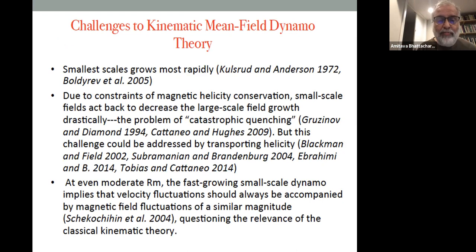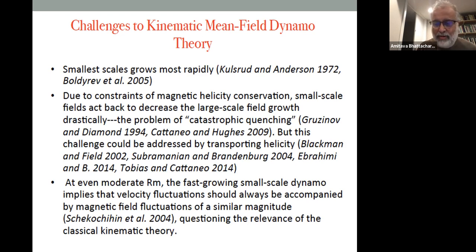And what really happened was the unfortunate news that when you start out in a fully MHD simulation, the smallest scales grow most rapidly. And due to the constraints of magnetic helicity conservation, the small-scale fields then act to decrease the large-scale growth drastically, which was called the problem of catastrophic quenching by Gruzinov and Diamond, and by Cattaneo and Hughes. These are people in Chicago and the United Kingdom.